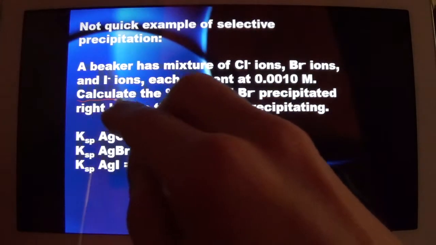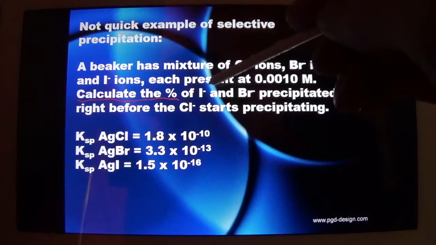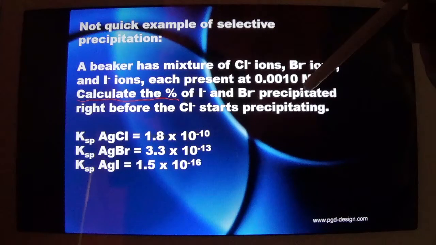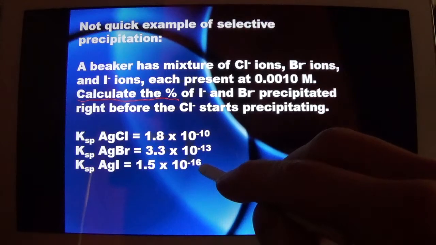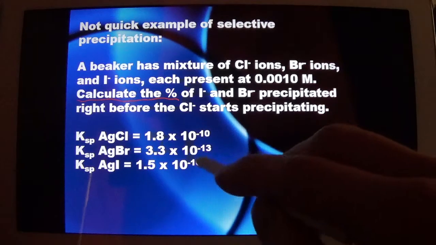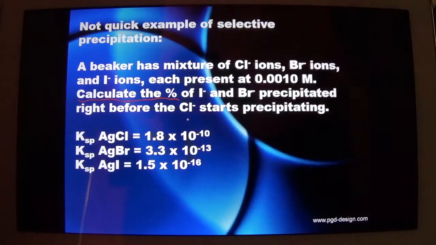Now I'm being asked to calculate the percent of the iodide and bromide ions that have precipitated right before the chlorine starts precipitating. So in other words, when I have added enough silver to precipitate the iodide as silver iodide and the bromine as silver bromide, what percentage of that can I filter out before the chlorine starts precipitating? Because of course, if I start precipitating the silver chloride, then I get a mix of all three precipitates and all three would sit in the filter, and maybe I don't want that. Maybe I want all three separate. So it's a good thing to be able to calculate what percentage you would have before the other starts.